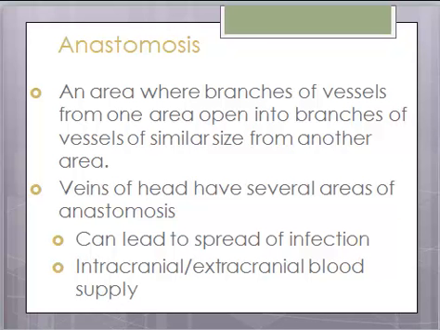Unfortunately, when it's not working well, it can lead to a spread of infection because these areas communicate with one another. And anastomosis also brings intracranial and extracranial blood together. So there are lots of places in the head and neck that have these anastomoses. It's another reason why when you have a head injury, or if you've ever banged your head or cut your head, it bleeds like crazy, because there are all these vessels communicating with one another. So the brain and the head are highly perfused with blood.